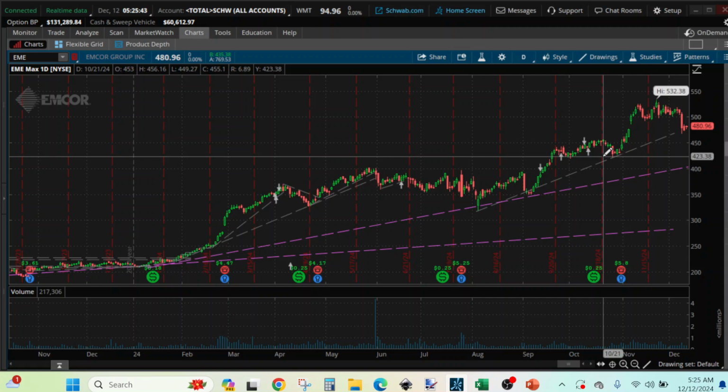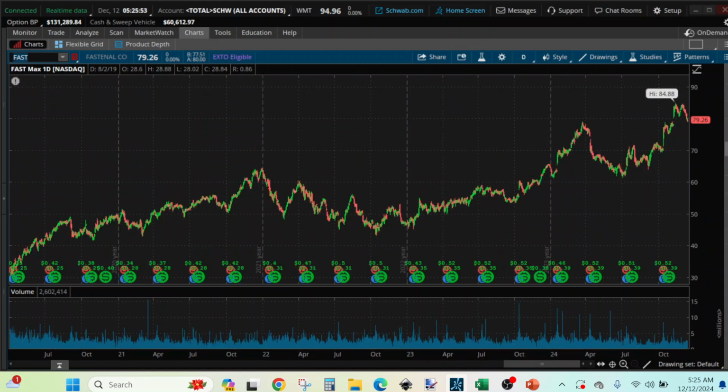Fast, we bought it, and it pulled back on us. So we bought it, and it's been doing this day. So right now it is on our portfolio. I'm trying to see a low so that I can extend this further, but yeah.